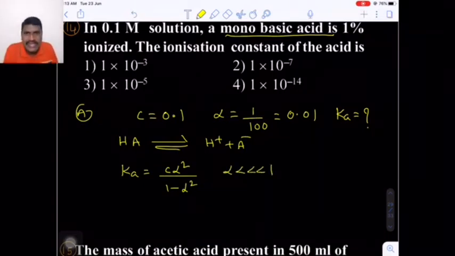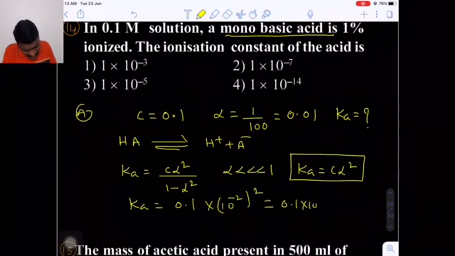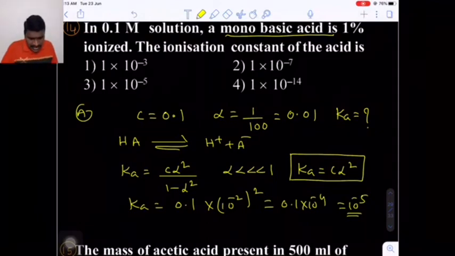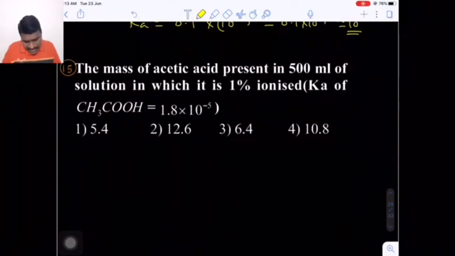So in the denominator, shall I neglect the alpha? So finally, what is Ka? C into alpha square. So Ka will be equal to, what is the C given to you? 0.1. What is the alpha? 10 raised to minus 2, whole square. So 0.1 into 10 raised to minus 4, that is equal to 10 raised to minus 5. 10 to the power minus 5. Option number 3.